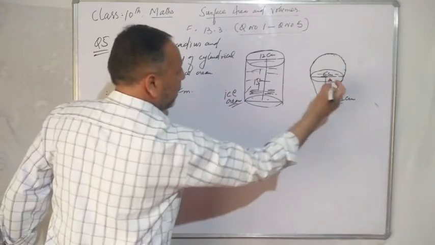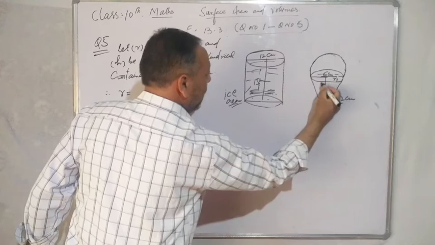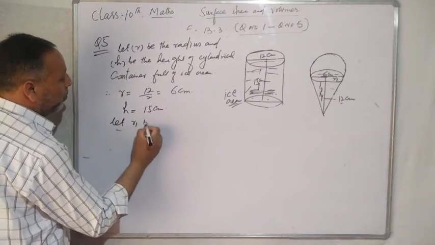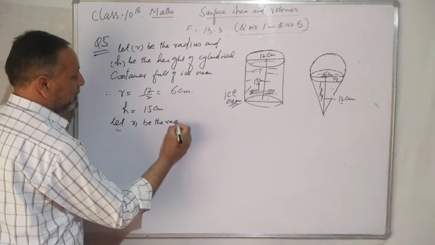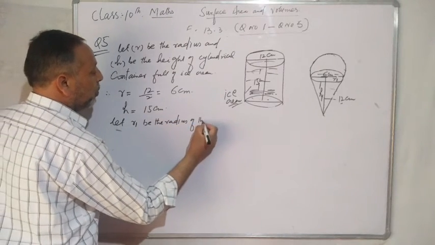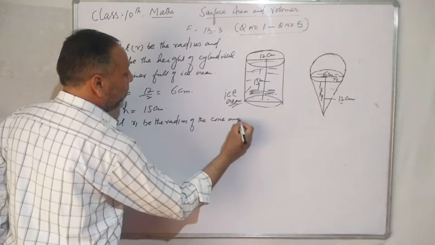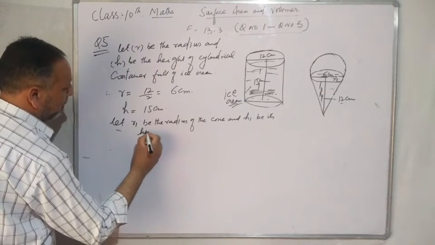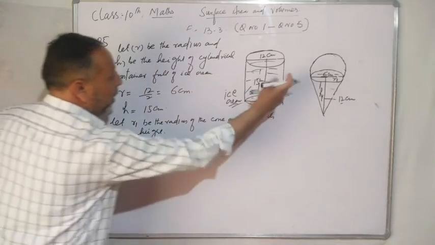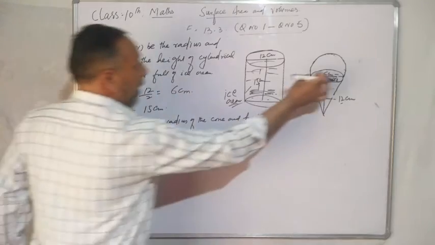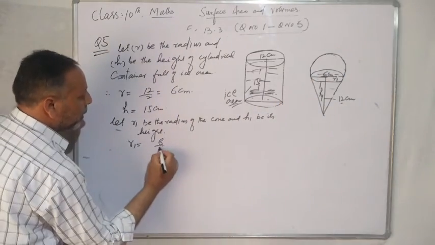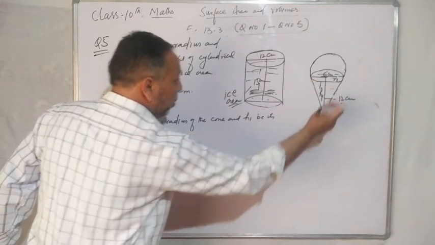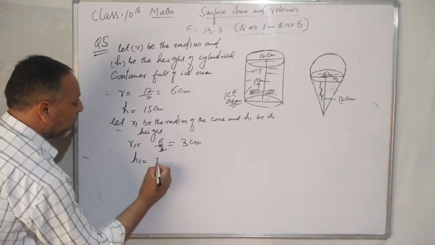चलो अब इसकी बात करते हैं. चलो मान लिया इसकी मैंने रेडियस r1 मानी और इसकी हाइट मैंने h1 मानी. Let r1 be the radius of the cone and h1 be its height. R1 क्या है, इसका डाया 6 सेंटीमीटर है, तो r1 हो गया 6 divided by 2, that is equal to 3 centimeter, और इसकी जो हाइट h1 है वो 12 सेंटीमीटर है.